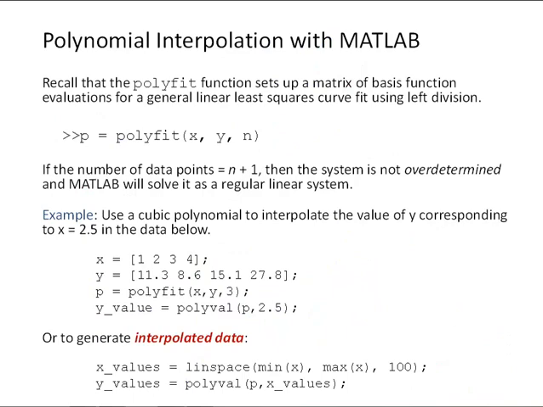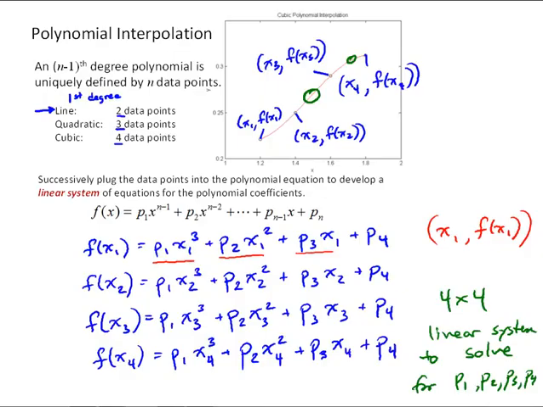So let's look at how we can do that in MATLAB. It's actually quite easy. Recall that the polyfit function sets up a matrix of basis function evaluations for a general linear least squares curve fit that uses left division. And if we go back here, that's basically what we're doing. We are setting up basis functions. Here would be our z1, z2, z3, and z4 is just equal to 1. So we've set up 4 basis functions and then set up that matrix.